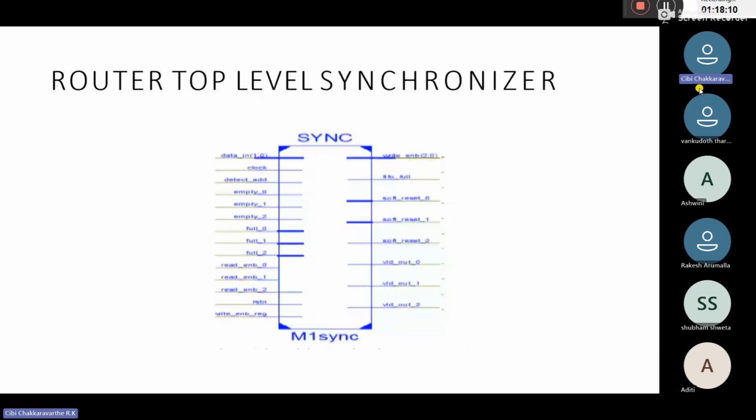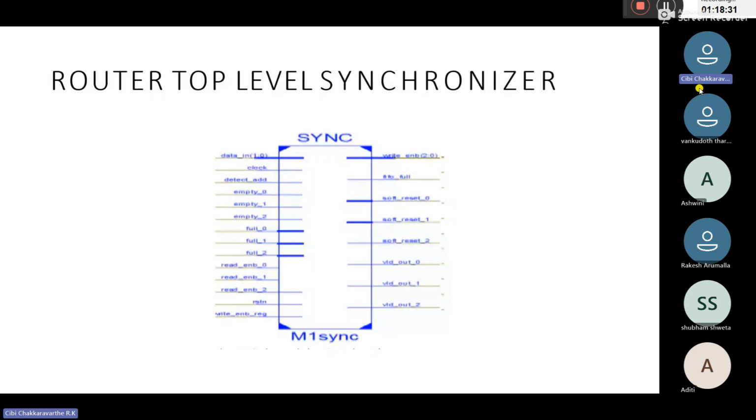Everything is for the synchronizing purpose. Once the synchronizer comes to know that one of our FIFOs is in the empty state, what will be the next signal? Obviously our read is going to be performed, so it will enable the read signal at the correct time. That is what the synchronizer is for.